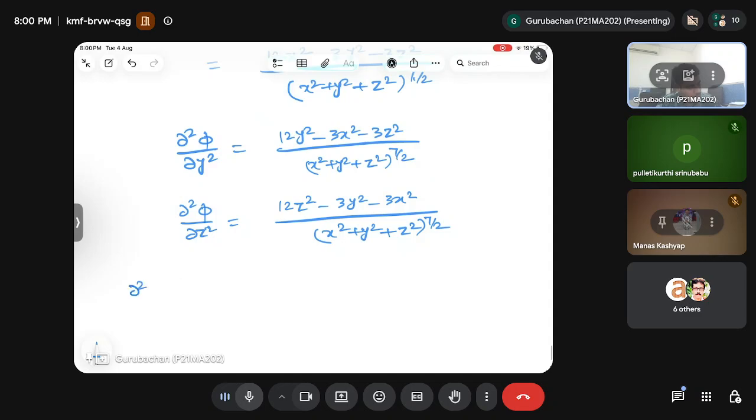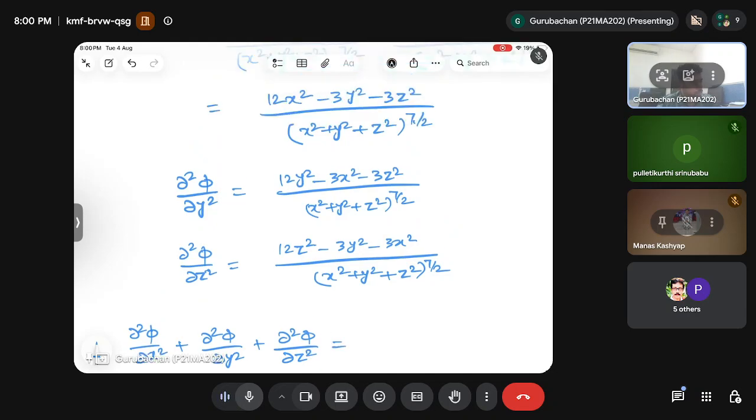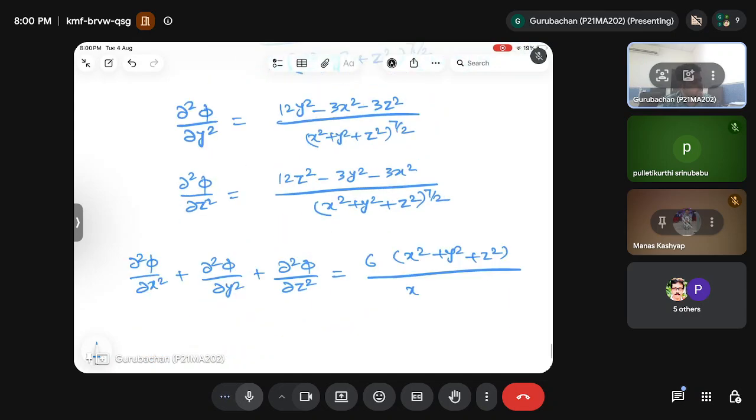So when you add all of them, 12x square minus 3x square minus 3x square, you will get 6 times (x square plus y square plus z square) divided by (x square plus y square plus z square) to the power 7 by 2, which is 6 by (x square plus y square plus z square) to the power 5 by 2.